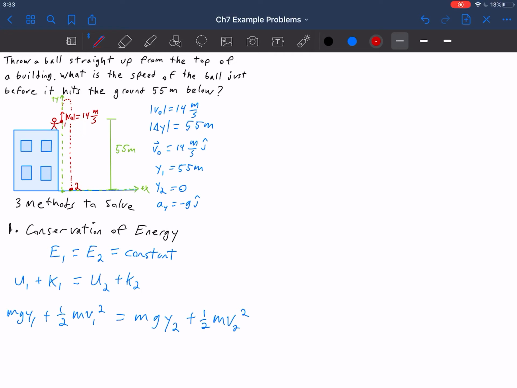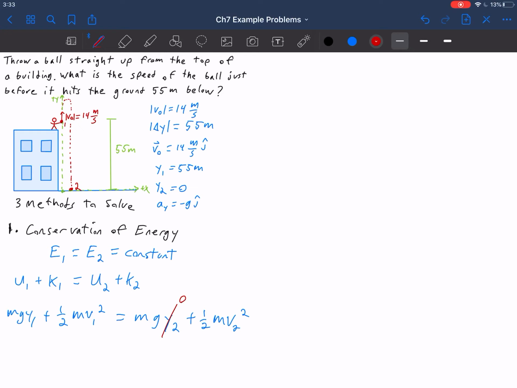So when it hits the ground, well, y2 is equal to 0. So that term just goes away. There's no gravitational potential energy when it hits the ground. It will have kinetic energy when it hits the ground, right? So we'll leave that term as is. And so what we're telling here is that whatever potential plus kinetic energy we started with will all be kinetic when the ball hits the ground.